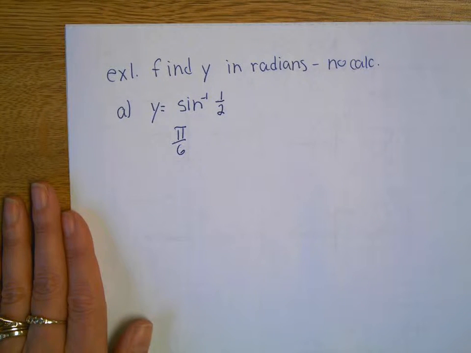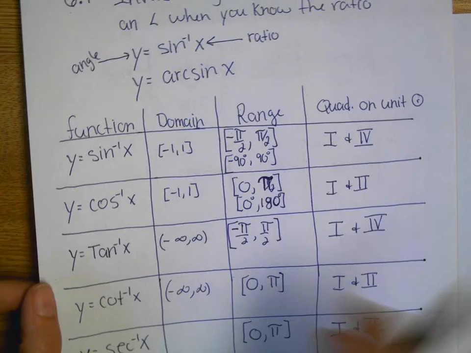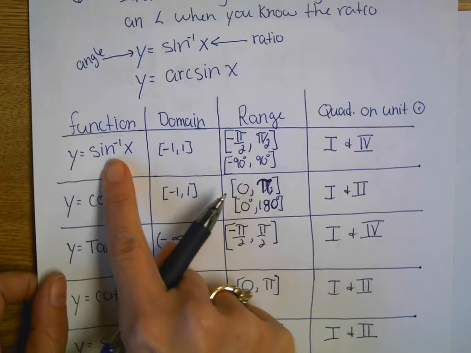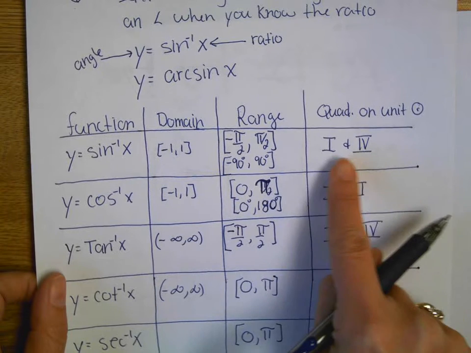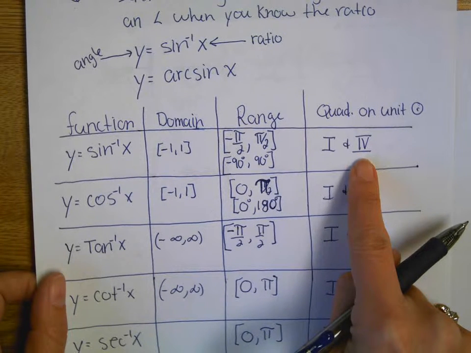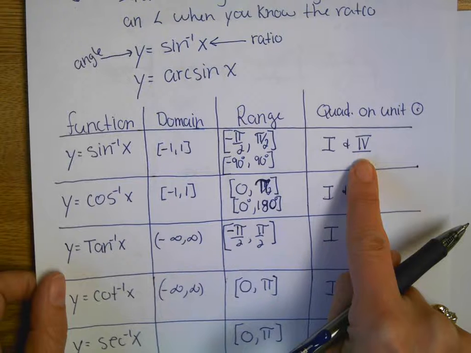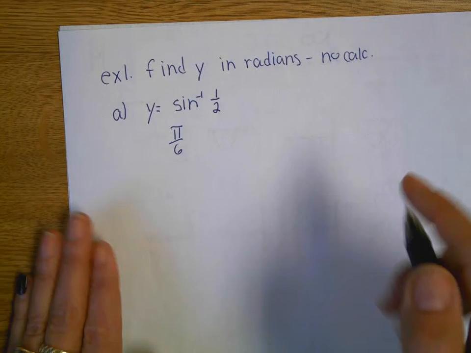Wait, but 150 is 1/2 too. 150 is in which quadrant? Where do we look for inverse sine? Only quadrants 1 and 4. That's why you need this. You're only looking in the 2 quadrants. Are we good? Everybody good? Haley, you good? Okay, just checking.